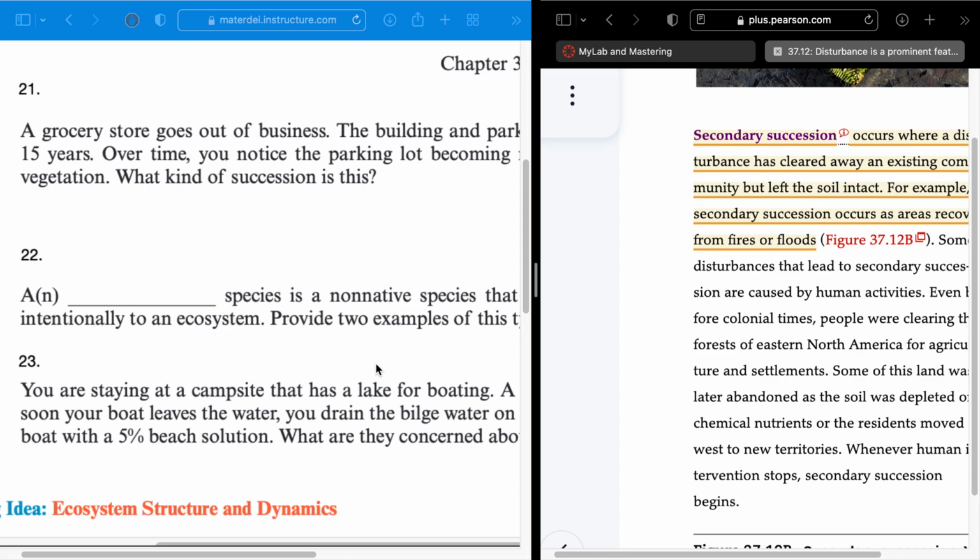A grocery store goes out of business. The building and parking lot are now empty for 15 years. You're going to start to see cracks in the cement or in the asphalt. And after several years, the entire place can be covered with plants. That's an example of secondary succession.